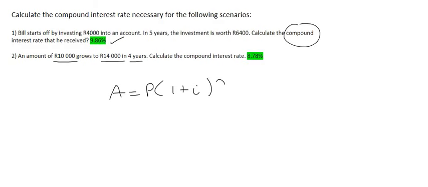So moving on to number 2, it says that an amount of 10,000 Rand grows to 14,000 Rand in 4 years' time. Determine the interest rate. So the final amount is 14,000. The original amount is 10,000. The interest rate we don't know, but the number of years is 4.